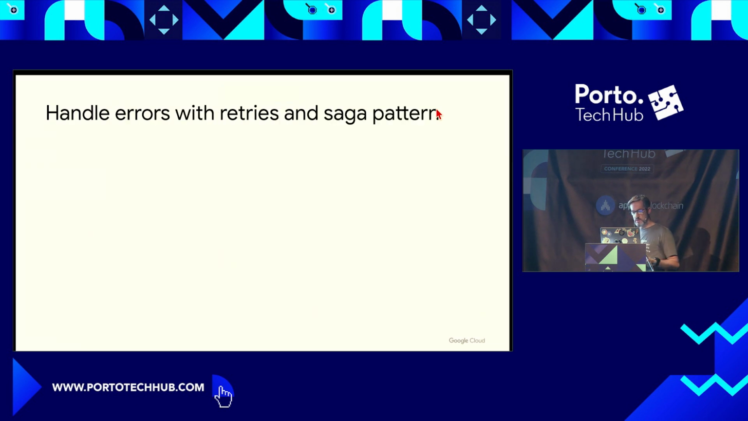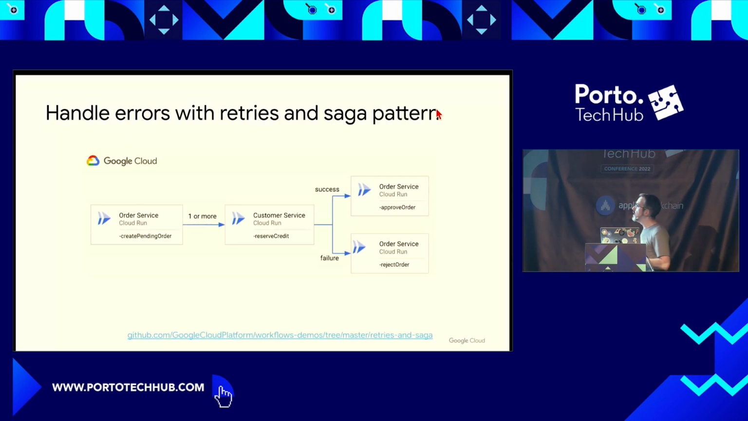Let me go to the next one. I told you that when there's a big transaction and when something fails at some point, you may want to undo things. It's not necessarily a transaction like two-phase commit with a database or something like this, but it can be a workflow that lasts a long time. For example, on cloud workflows, an execution of a workflow can last up to a year. So we are speaking about potentially very long workflow executions.